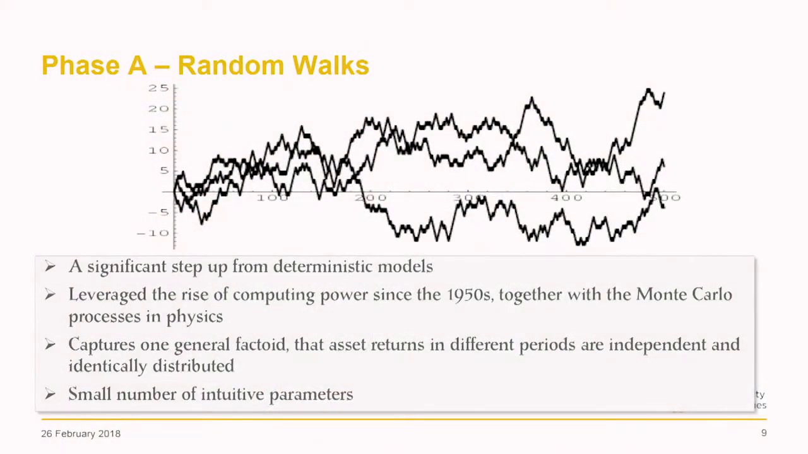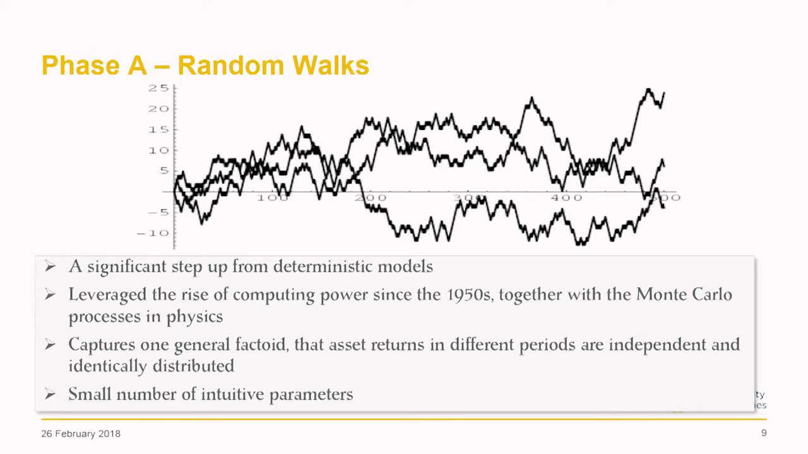So the first phase was these random walks, well known from academic studies, and they capture one general factoid, which is that in most of the developed markets, you look at returns from one period to the next, and there's a very low autocorrelation. So you don't typically find that you can predict the direction of the next period's return from the return immediately preceding it. Now, there are questions as to whether that still remains true over longer time periods, but over short time periods, that seems to be the case.